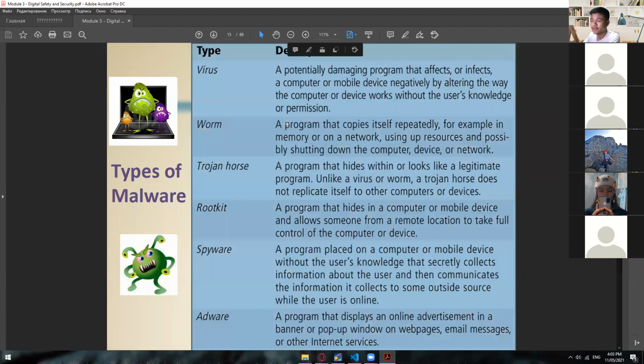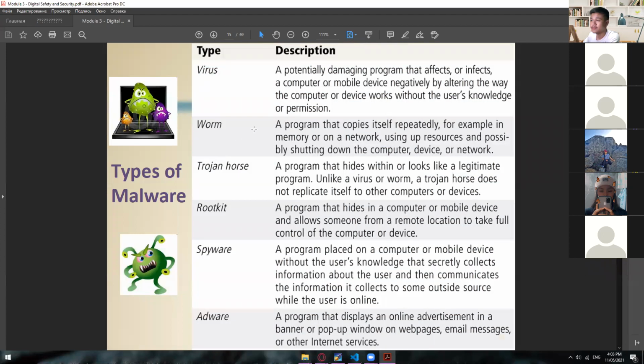But there are others that are malware but don't destroy or alter the functionalities of your computer. So, for example, a worm.